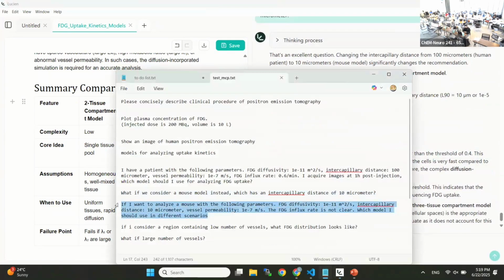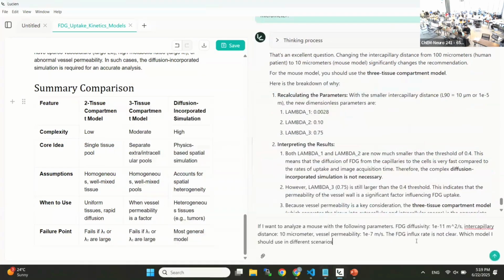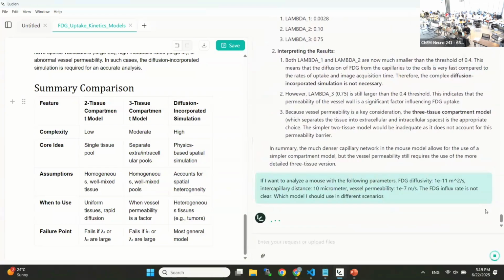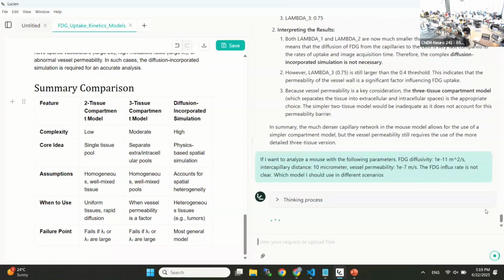Sometimes we don't have certain information in the animal models. So I tell the AI, what if one parameter is uncertain? Which model can I use in different cases? It will tell us in different scenarios which model I should use. It analyzes the lambda1, lambda2, and lambda3, these 3 parameters, in different cases. Hope it works.